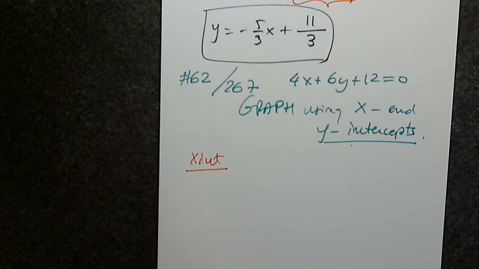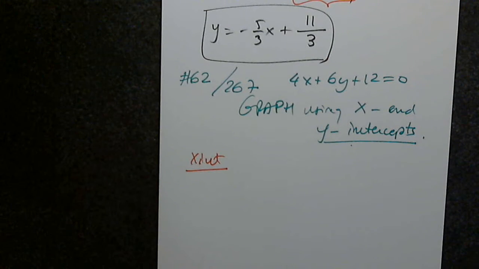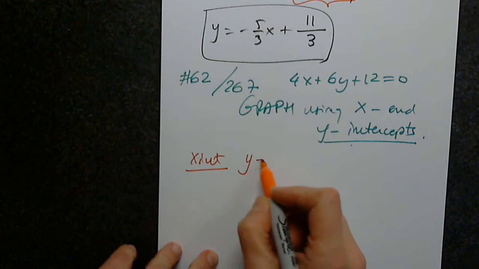Zero for y. No, 0 for x is position, location. I want altitude. I'm talking about the x-intercept. What is the equation of the x-axis? 0 for y. It's a horizontal line, so it cannot have x equals. That's position. Altitude is y equals. Is that clear? Good. So when I determine the x-intercept, I have to set y equal to 0.